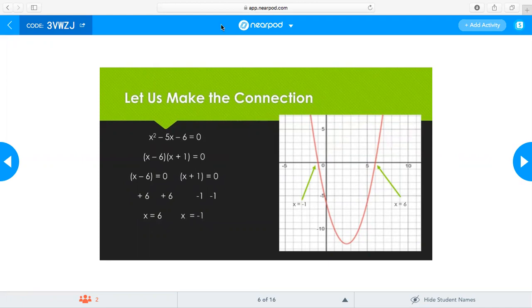Going back and looking at our two factors, they were x minus 6 and x plus 1. And our x-intercepts are -1 and +6, right? Let's make the connection here. Now, this explains it, but I want to explain it a little deeper than this. Our original trinomial was f of x equals x squared minus 5x minus 6.